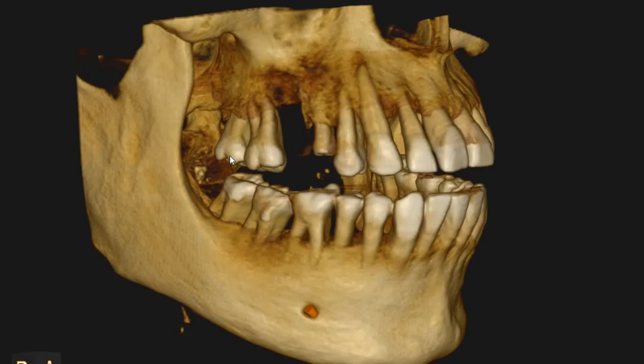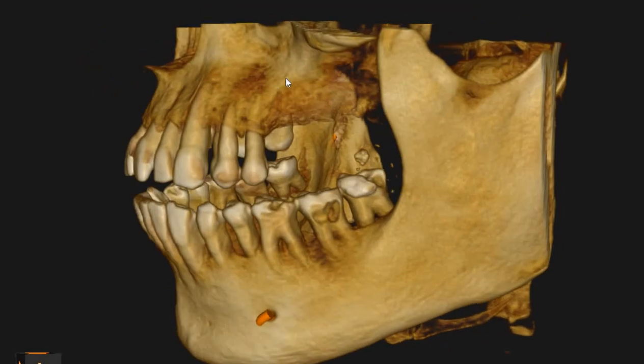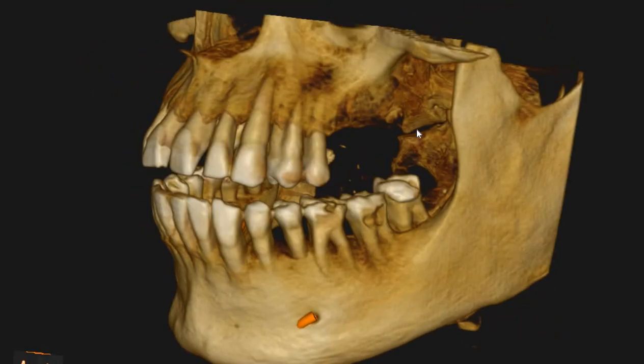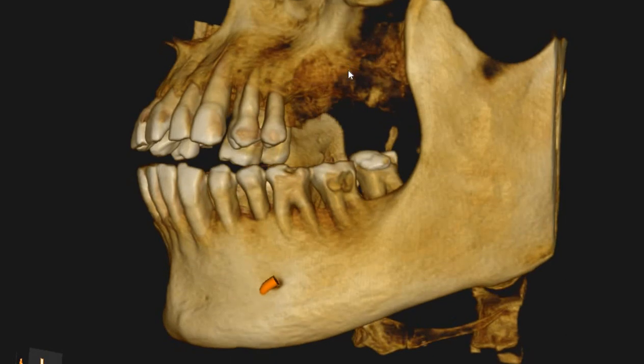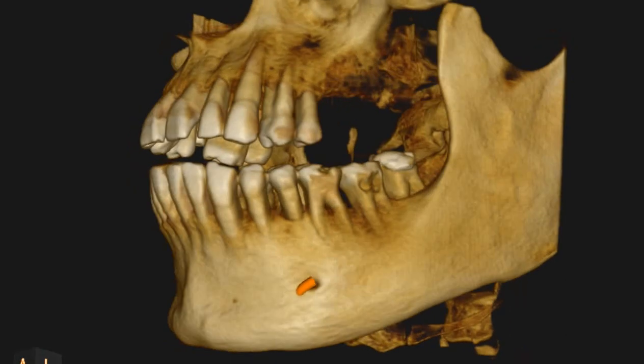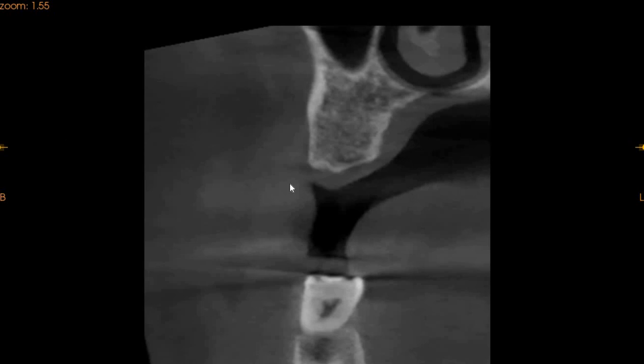We will now move towards the upper left hand side. So this is the upper left hand region. On the 3D rendering, we've got slightly better bone quality in the upper left molar region. The premolars are intact. Moving to the upper left transaxial view. So this is the region of the sixth.